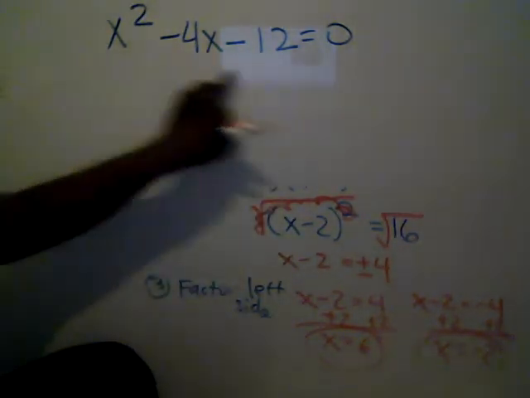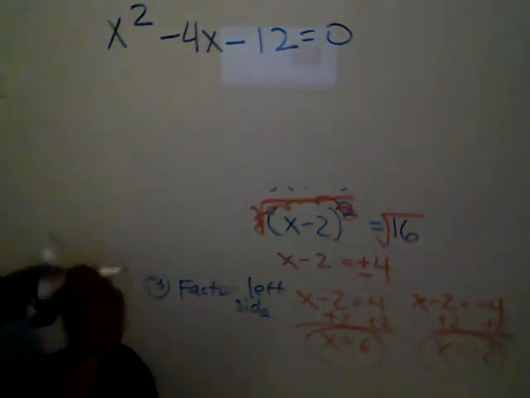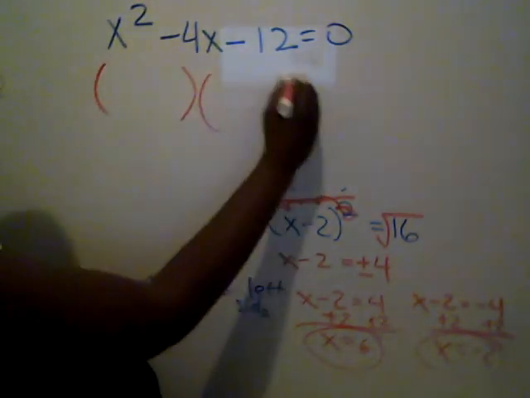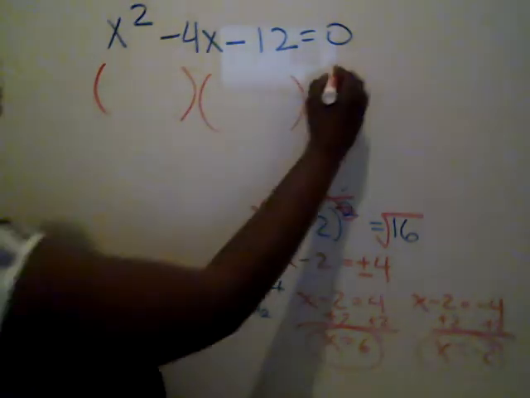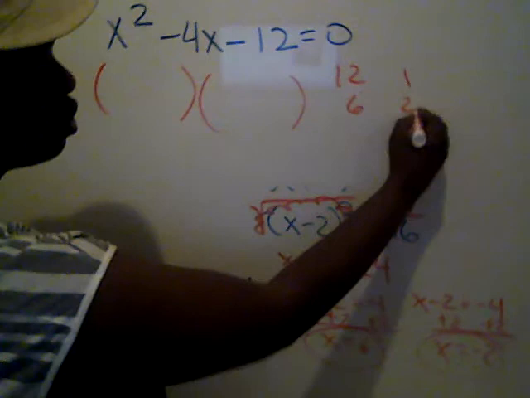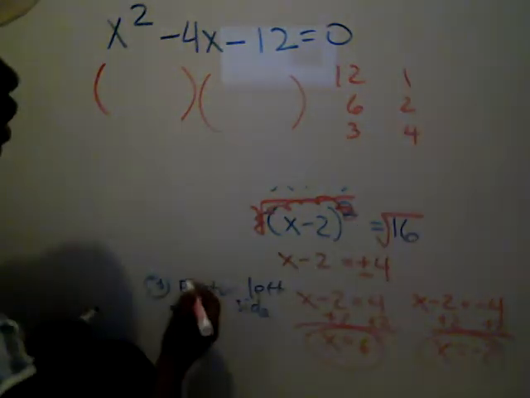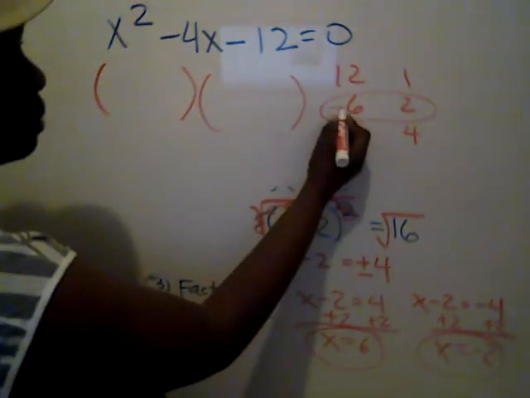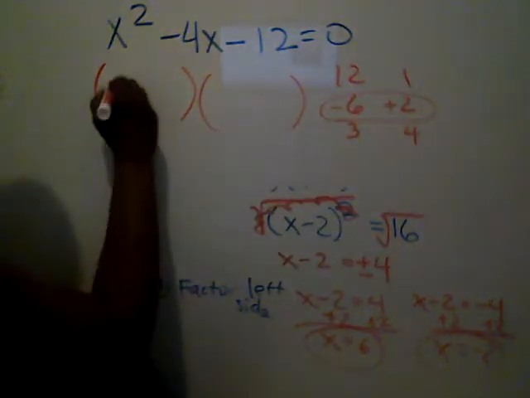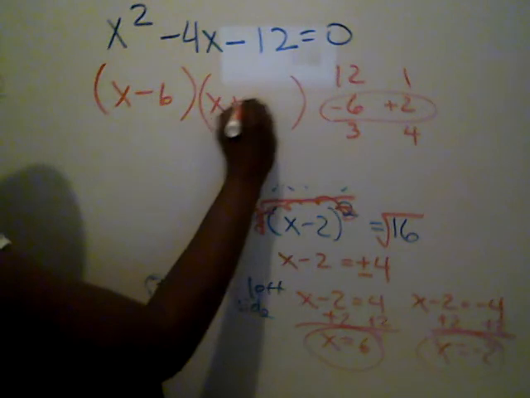So this was the original equation that we had. Okay, so if we were to have factored that, we need things that multiply to negative 12, but somehow get us negative 4. So we have 12 and 1, 6 and 2, 3 and 4. Okay, and so this would be the one that would work. We have to get to a negative 4, so it has to be a negative 6 and a positive 2. So x minus 6, x plus 2.